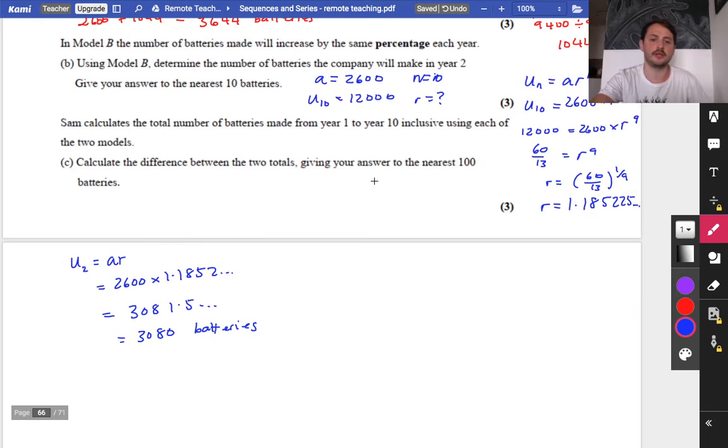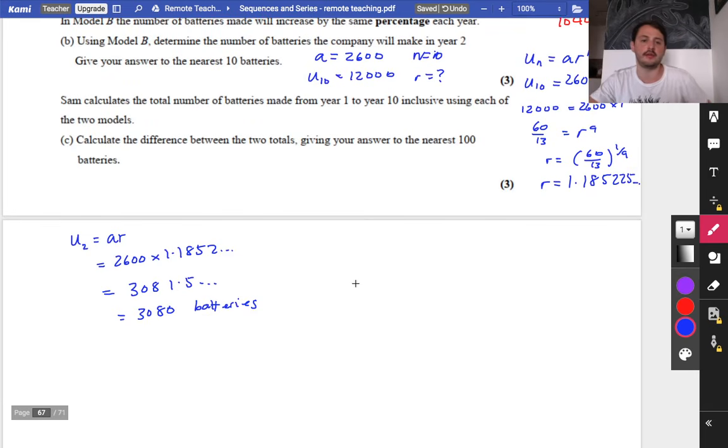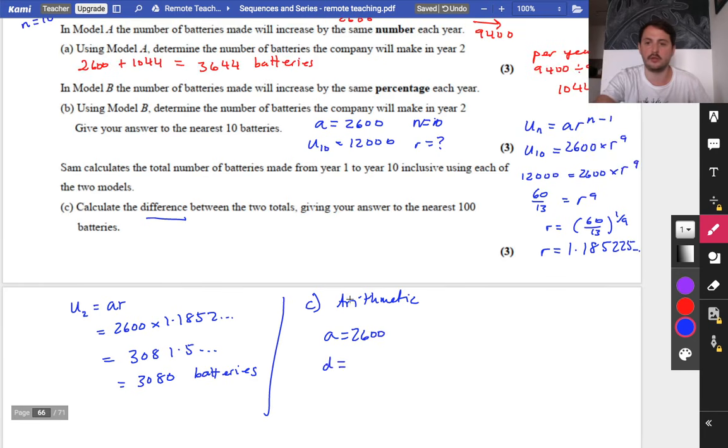Sam calculates the total number of batteries made from year 1 to year 10, inclusive of the two models. Calculate the difference between the two totals, giving your answer to the nearest 100. Okay, so for the arithmetic model, we know that A is 2,600. We know that the common difference was 1,044. And what else did we know? The number of years is 10. In fact, we even know what the last one is, so we probably don't even need to use this thing at all.